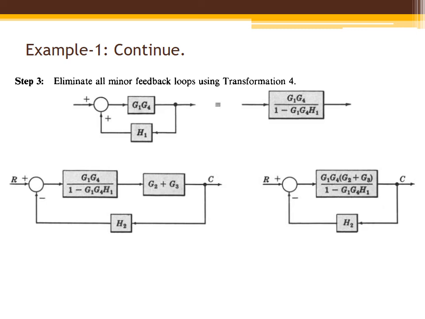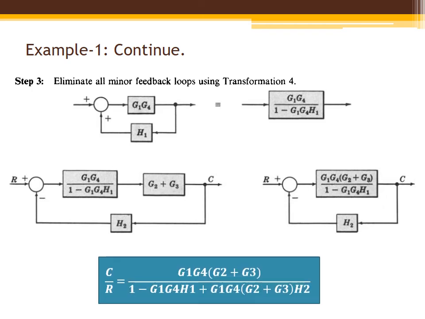Again here we can apply rule number 1, that is block in series. So these two blocks get multiplied. Now we can apply rule number 3, that is eliminate feedback loop. So finally we'll get the transfer function C divided by R equal to G1 G4 (G2 plus G3) divided by 1 minus G1 G4 H1 plus G1 G4 (G2 plus G3) H2.